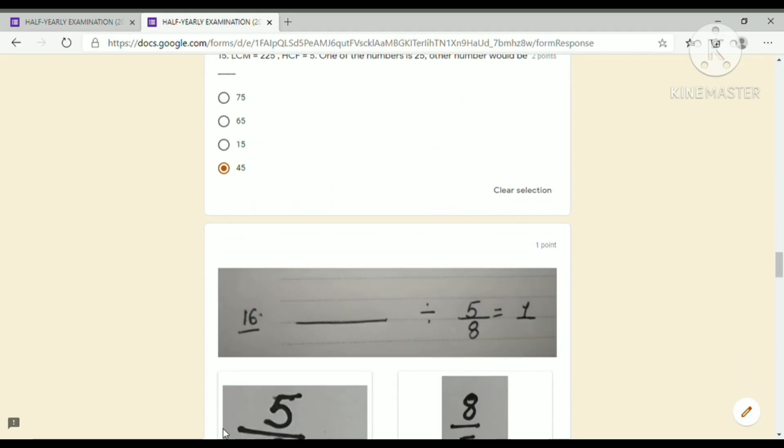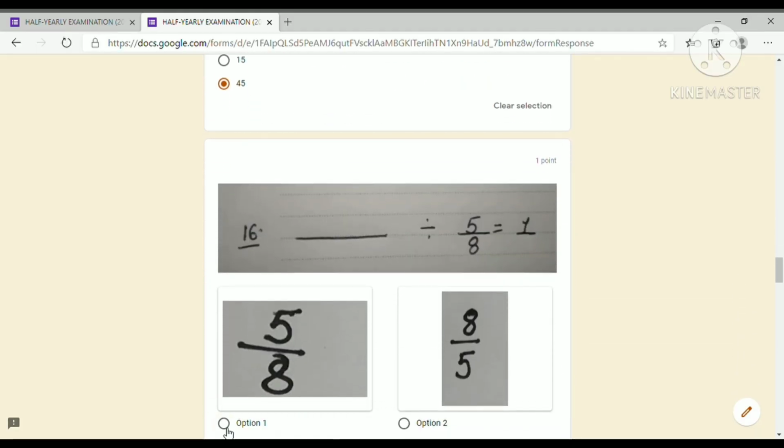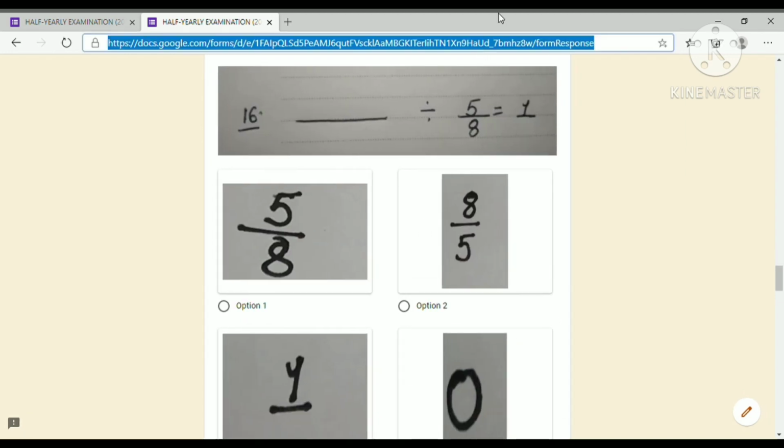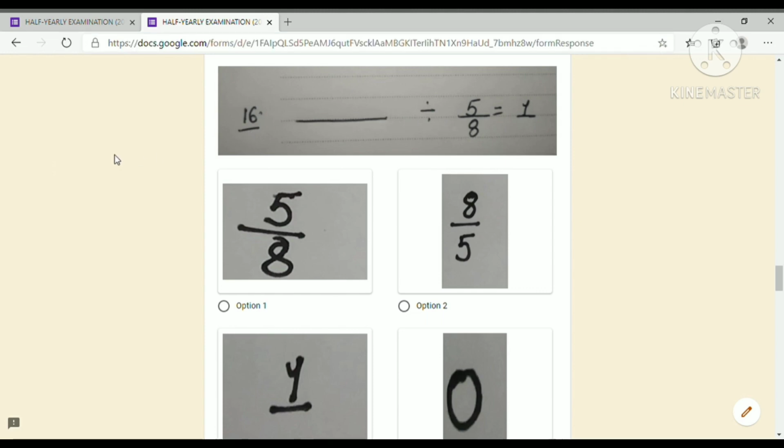Okay. Now the next question, 16th question. The question is dash divided by 5 by 8 is equal to 1. The options are: option 1 is 5 by 8, option 2 is 8 by 5, option 3 is 1, and option 4 is 0. The correct answer is 5 by 8 divided by 5 by 8 is equal to 1. We know that any number divided by the same number gives the answer 1.